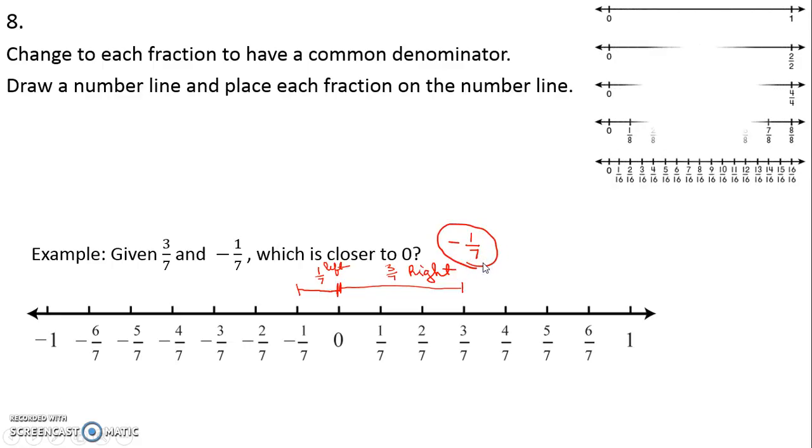Now the fractions you're dealing with, I think, are broken into fourths and halves and eighths. So you're going to want to find a common denominator and then go ahead and plot them on a number line with both negatives and positives.